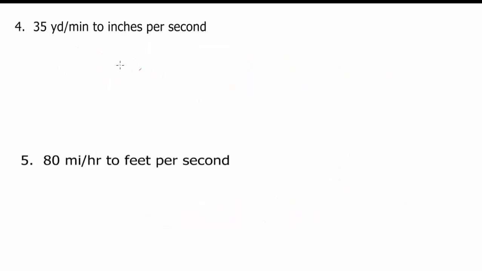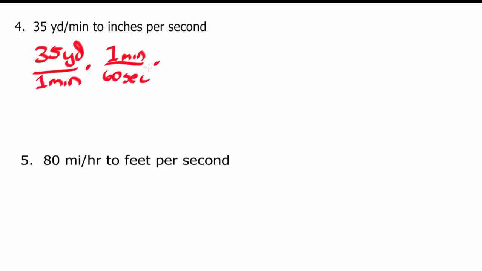Okay, last two. 35 yards a minute to inches per second. Okay, so again, we start with what we are given. Yards in 1 minute. We need to get to seconds. Well, in 1 minute, there are 60 seconds. Okay, and again, we put the minute on the top because that's what we want it to be across from each other.